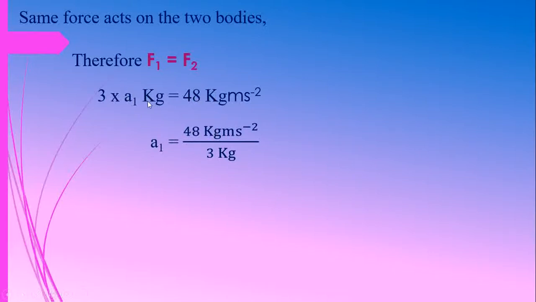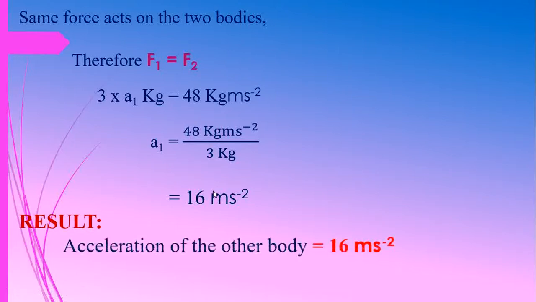So a1 is equal to 48 kg m/s² divided by 3 kg. Now here kg and kg get cancelled. So the remaining term is 48 by 3. Now we divide 48 by 3 and we get 16 m/s². So in the result we write: the acceleration of the other body is 16 m/s².